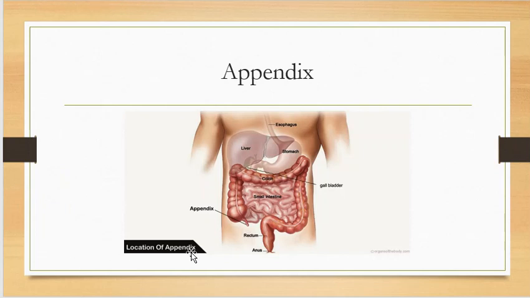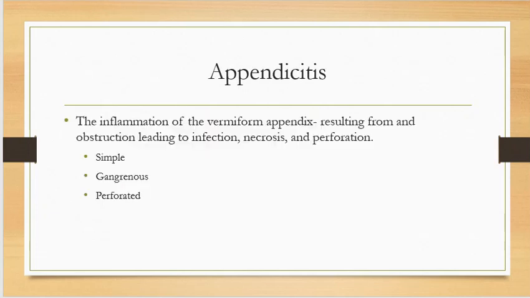So where is the appendix? The appendix is in the right lower quadrant, as you can see here. The definition of appendicitis is the inflammation of the appendix, and it results from either an obstruction, where stool can get stuck in there, or it can be twisted. And there are three categories: simple appendicitis, gangrenous appendicitis, or perforated appendicitis.